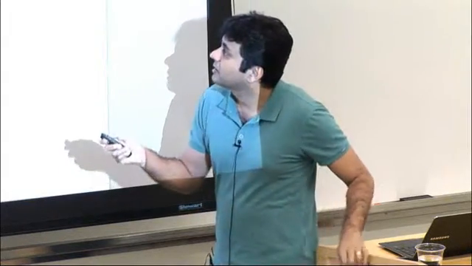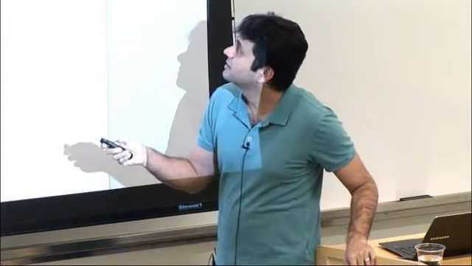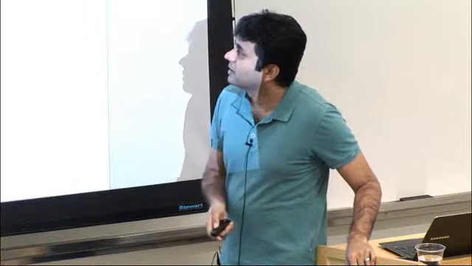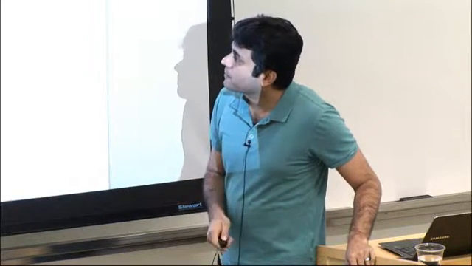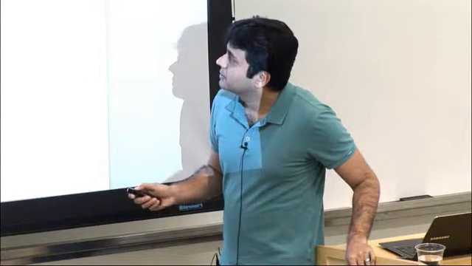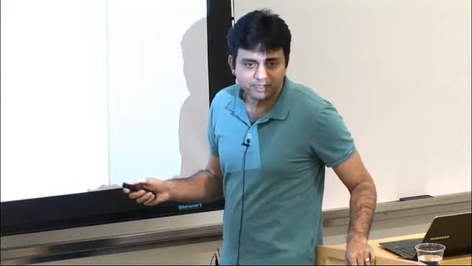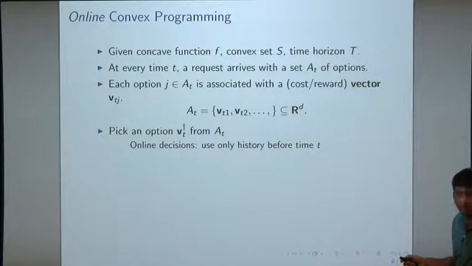Okay, so the choice set is just a set of vectors in R^d, and the algorithm has to pick one vector from this set, has to pick one option from this choice set at every time. And then again this is an online problem, so at every time you don't know what the future is going to be, you have to do it in an online fashion.